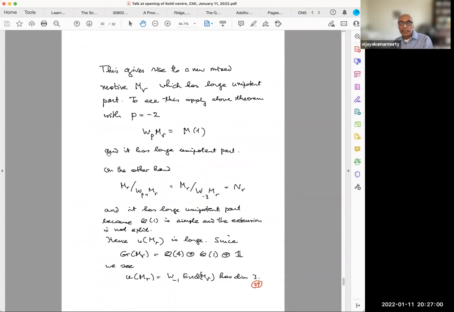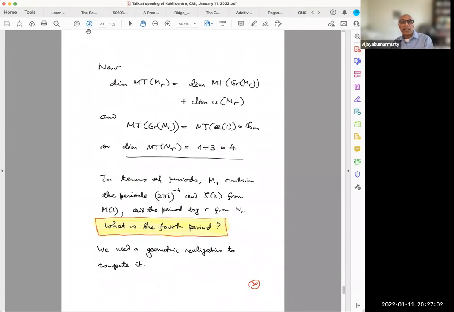So therefore, the unipotent radical in this case has dimension 3. And so the full Mumford-Tate group, where the semi-simple part is one-dimensional, will have dimension 4. So that means the periods of these, whatever they are, so this is as big as it can get. So the periods therefore have to be algebraically independent.